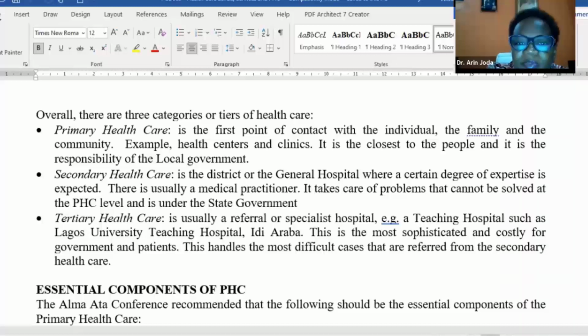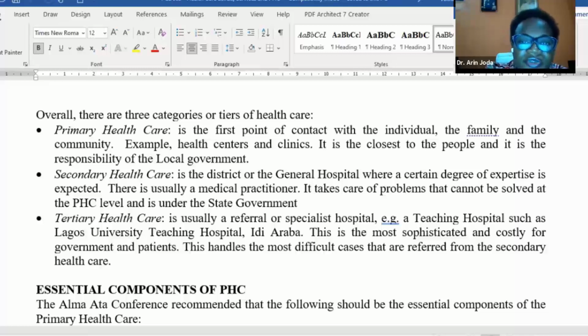Primary healthcare is supposed to be the first point of contact with the individual, the family, and the community. We have examples, as I've said before, the health centers and clinics. It is the closest to the people, and it is the responsibility of the local government. Secondary healthcare is the next tier of health service, and this is within the purview of the state governments.